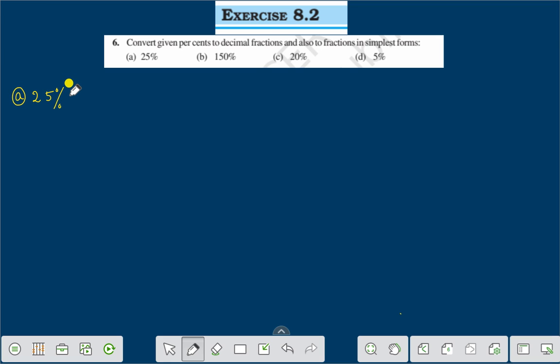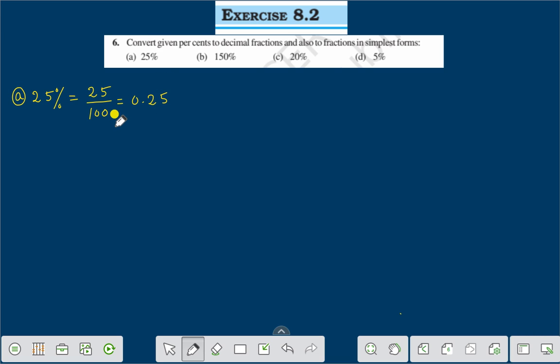First we'll convert it to decimal fractions. 25% means 25 by 100. And 25 by 100, if we change into decimal fraction, there are two zeros near 100, that means the point will shift towards the left 2 decimal places, 1, 2, that is 0.25.